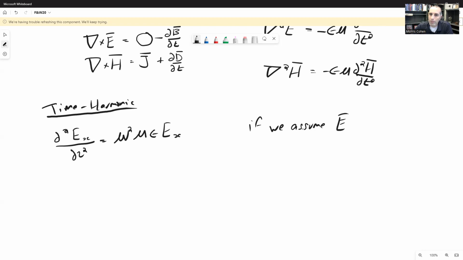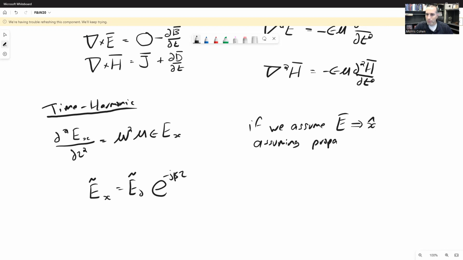If we assume that the electric field is in the x direction, and we can do that because whatever wave we've got, we can just orient our axes such that the x-axis is pointed in the direction of the electric field, then the solution to this equation can be determined, and it basically comes out to the following. The x component of E is equal to some base value at the origin times e to the minus j beta z. We are assuming propagation in the plus z direction.